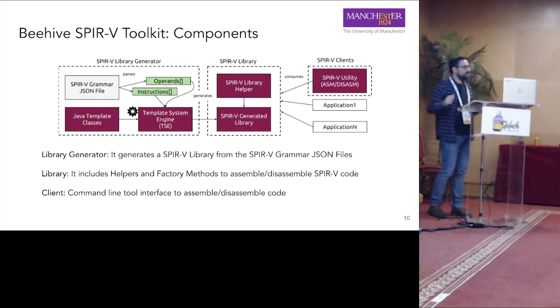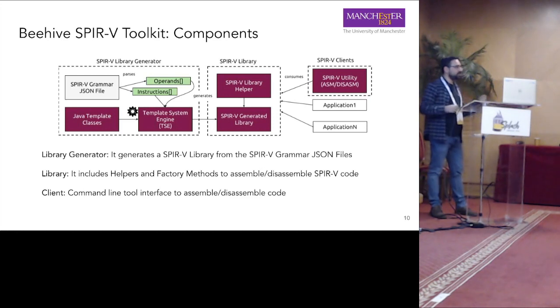So let's talk about the toolkit. The toolkit has three components. It has the library generator, the actual library, and a client. Now, I'm going to go to the question. Remember that I said at the beginning, the actual toolkit is also generated.